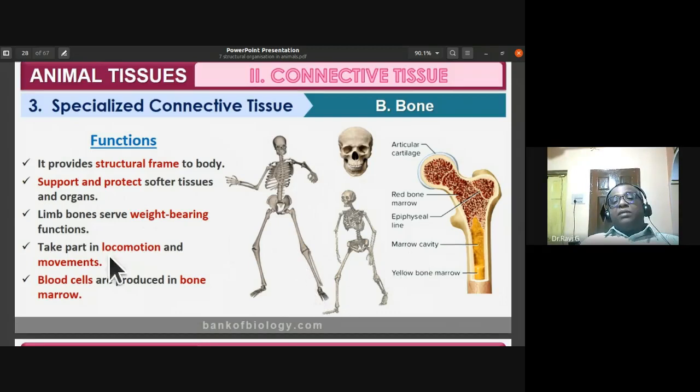So the blood cells, that is RBC and WBC, are produced within the red bone marrow, and yellow bone marrow produces the fat cells. So this is the function of the bone.